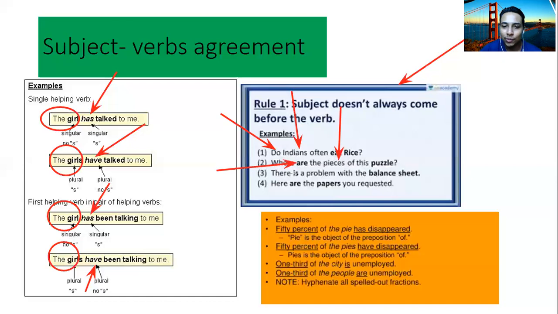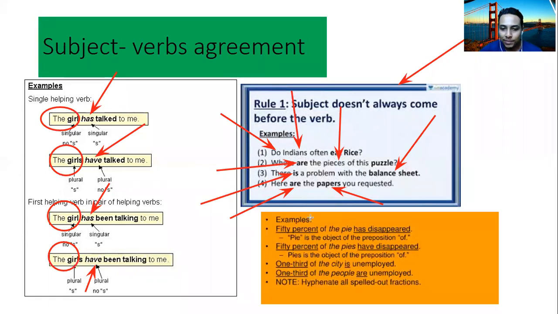Okay. The next one. There is a problem with the Balance Street. What is the problem? Balance Street. It's just a kind of problem, a singular problem. If it's singular, is. Here are the papers you requested. Papers, plural. Just something important. Papers here means documents. Paper is singular. Teacher, I have a paper, or I have a lot of paper. No, plural. But if you use S, it's a lot of documents.